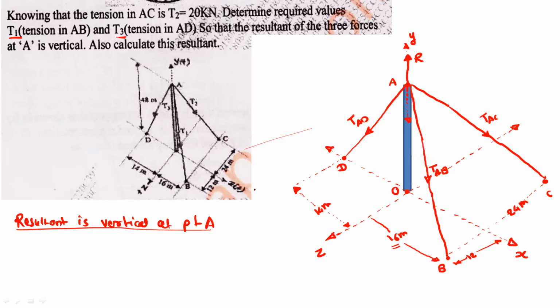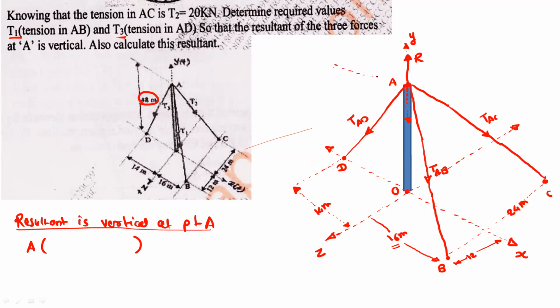So your first step will be to find the coordinates of point D, point B, and point C. Let us calculate these coordinates. First is point A. Point A is at a distance of 48 meter in the positive y direction.